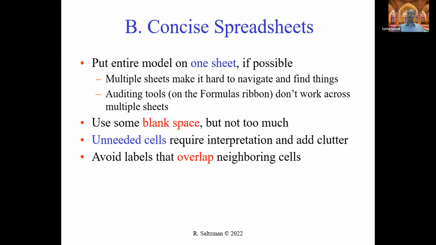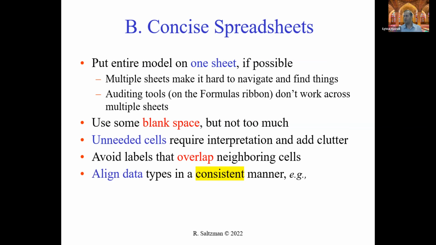Avoid labels that overlap neighboring cells. That doesn't let you see them. And also align data types in a consistent manner. Always try to be consistent. For example, use the left cell for the label, or put the label above a column. Try to be consistent as much as possible.